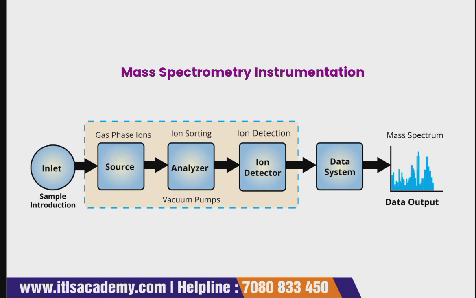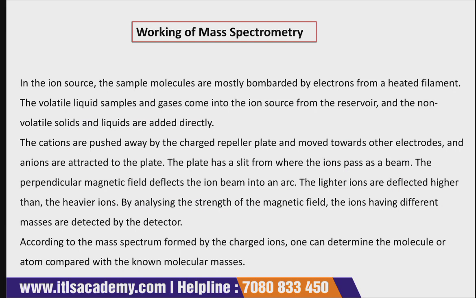So it has an inlet system where the selection depends upon the sample and the sample matrix. Because if the analyte is sufficiently volatile and thermally stable, a variety of inlets are available. So this is the instrumentation of mass spectrometry. Now we are going to understand how the working of mass spectrometry takes place.